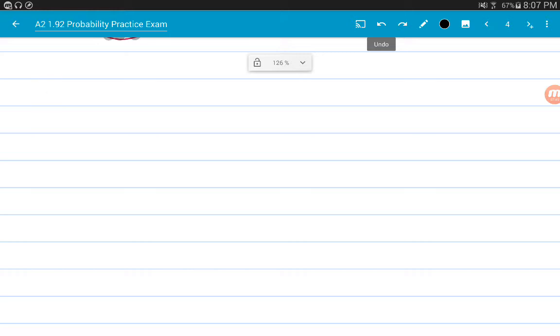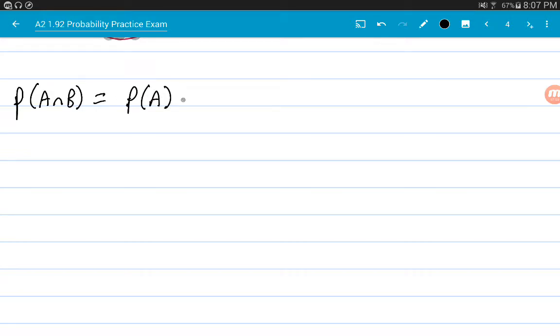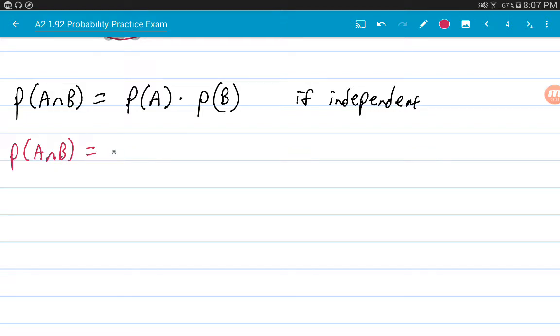Now, independent. If things are independent, then the probability of A and B is equal to the probability of A times the probability of B. Now, that's if they're independent. If they're not independent, then the probability of A and B is equal to the probability of A times the probability of B given A. So it's almost the same exact rule.